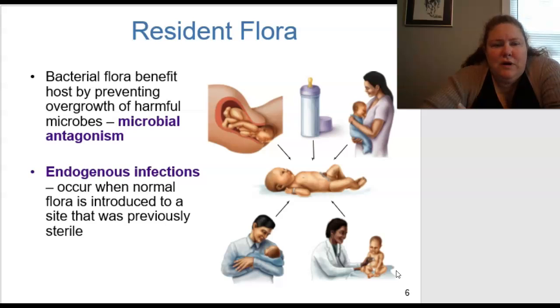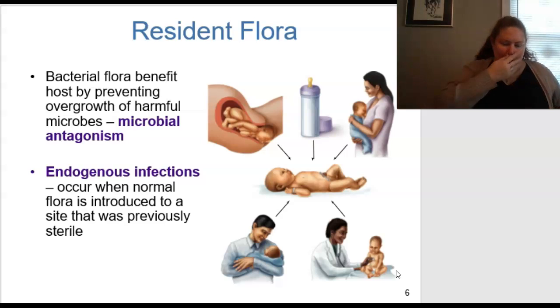The bacterial flora benefit the host by preventing overgrowth of harmful microbes, and this is called microbial antagonism. We also have endogenous infections, and these occur when the normal flora is introduced to a site that was previously sterile. Okay, and so this is figure 13.2.